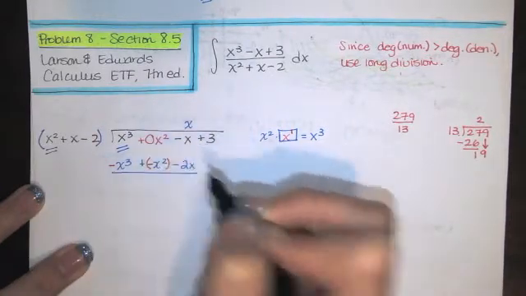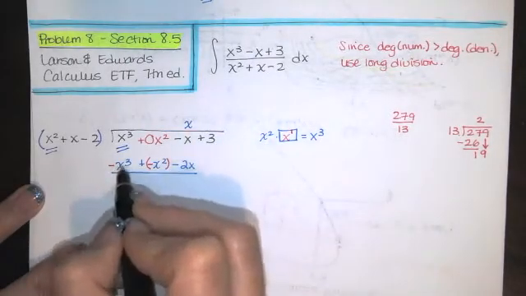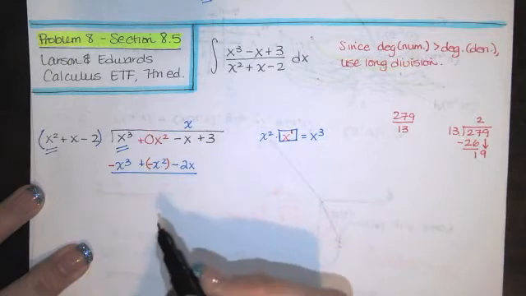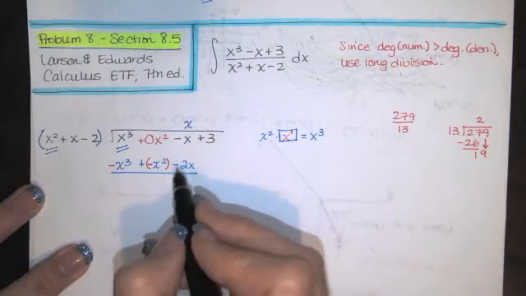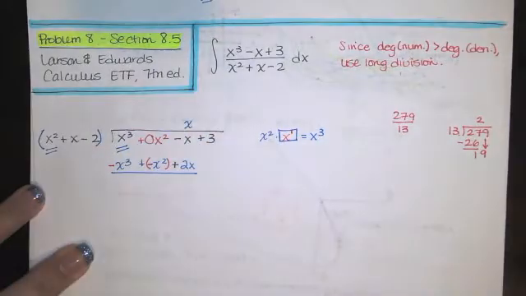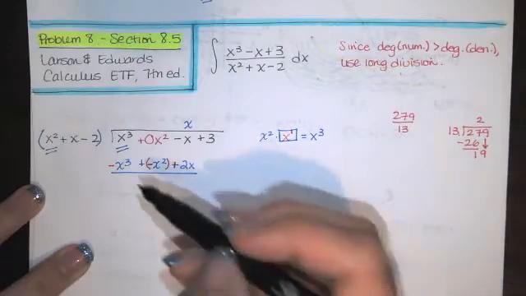If you want, you can add some parentheses. -1 times x cubed is -x cubed. -1 times x squared is -x squared. -1 times -2x is going to make that a positive 2x. You're just changing all the signs. So you change the signs and then you collect like terms in the columns.